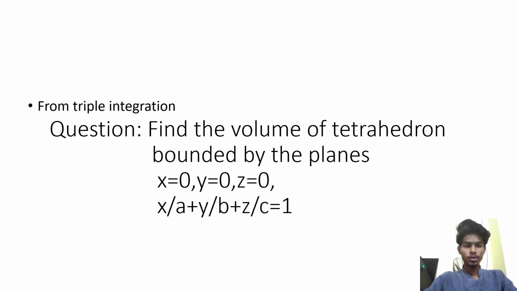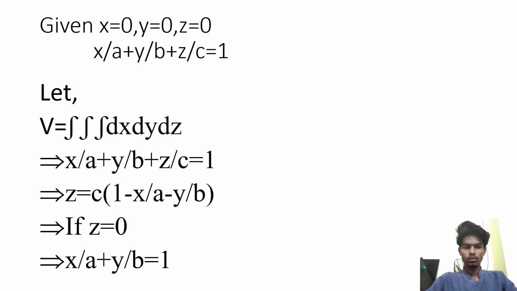My question is from the topic of triple integration. Question: find the volume of the tetrahedron bounded by the planes x equals 0, y equals 0, z equals 0, and x by a plus y by b plus z by c equals 1. Here they have given the planes, and we have to find the x, y, z limits in the plane. Now we write down the given x equals 0, y equals 0, z equals 0, x by a plus y by b plus z by c equals 1, as we saw in the question.